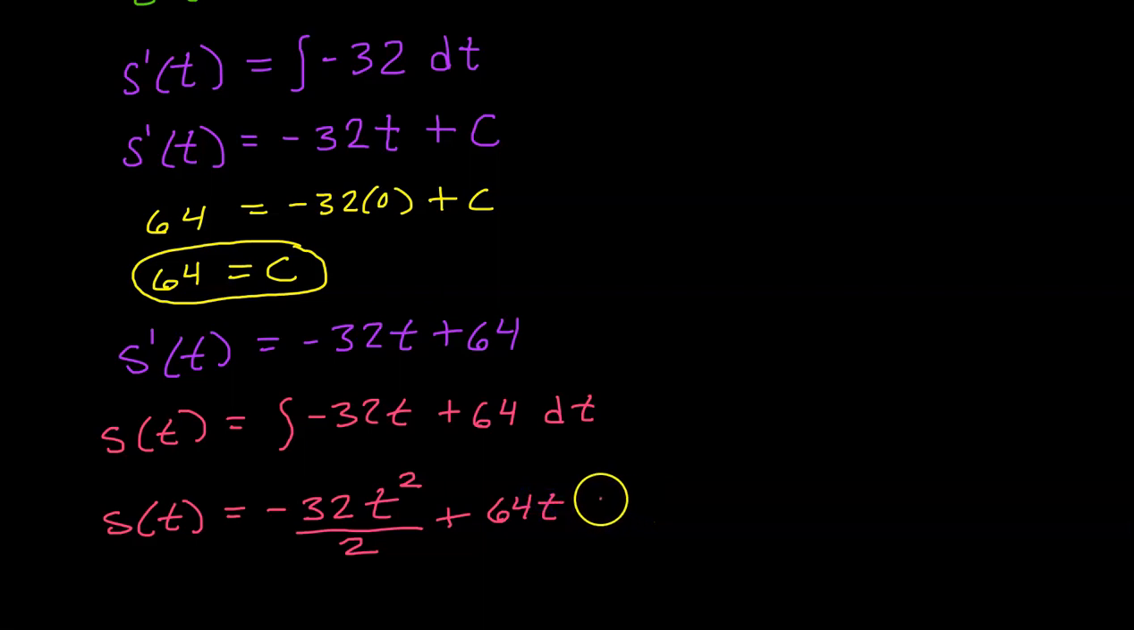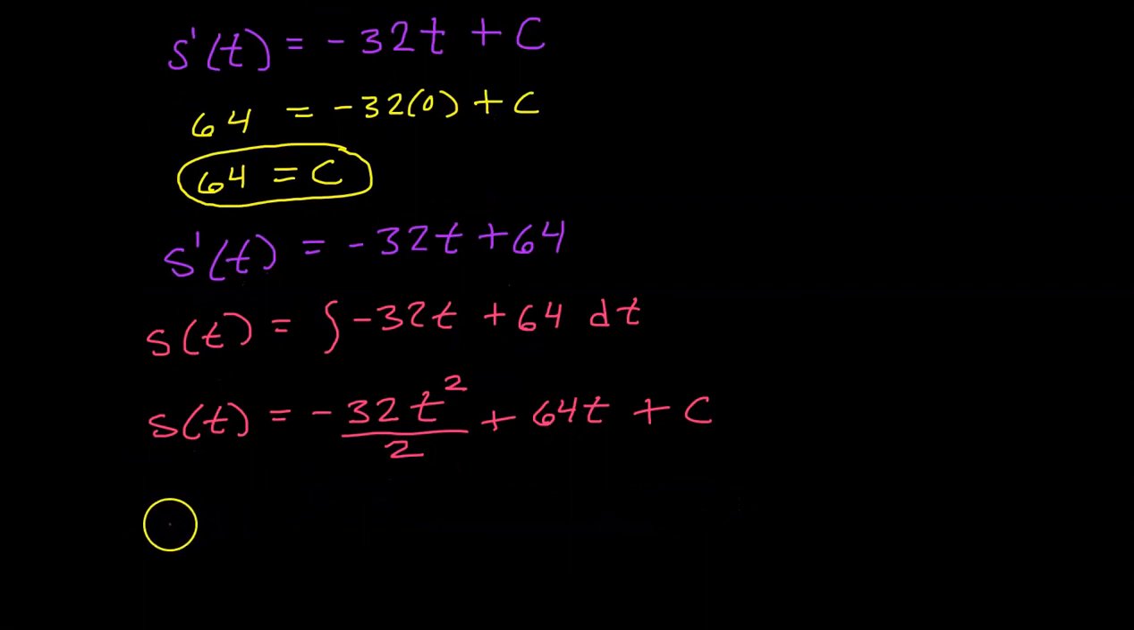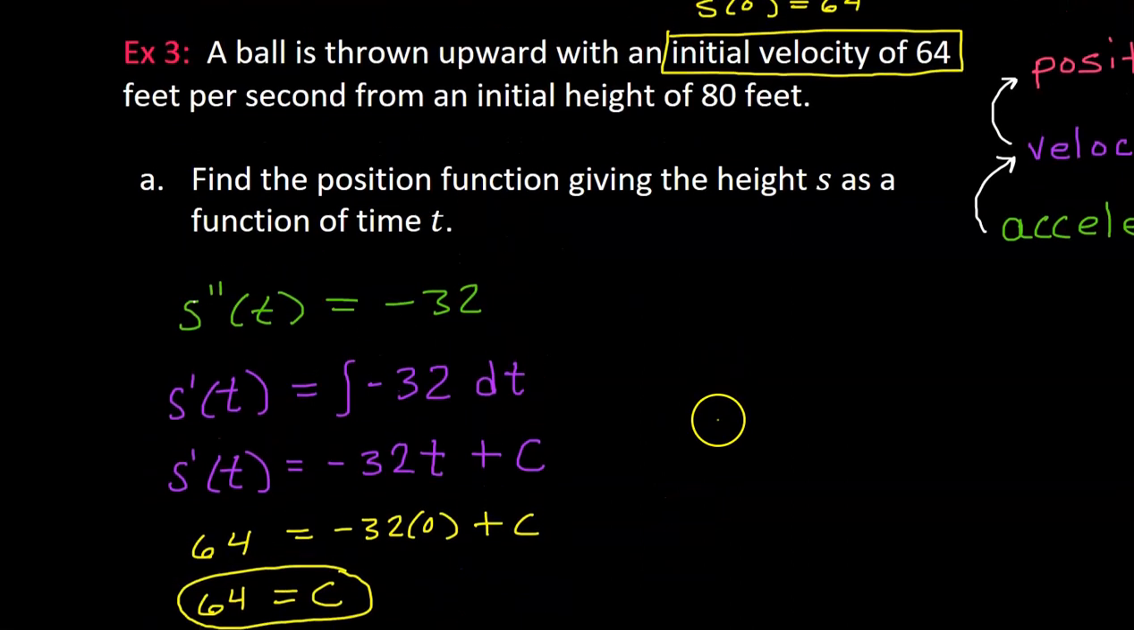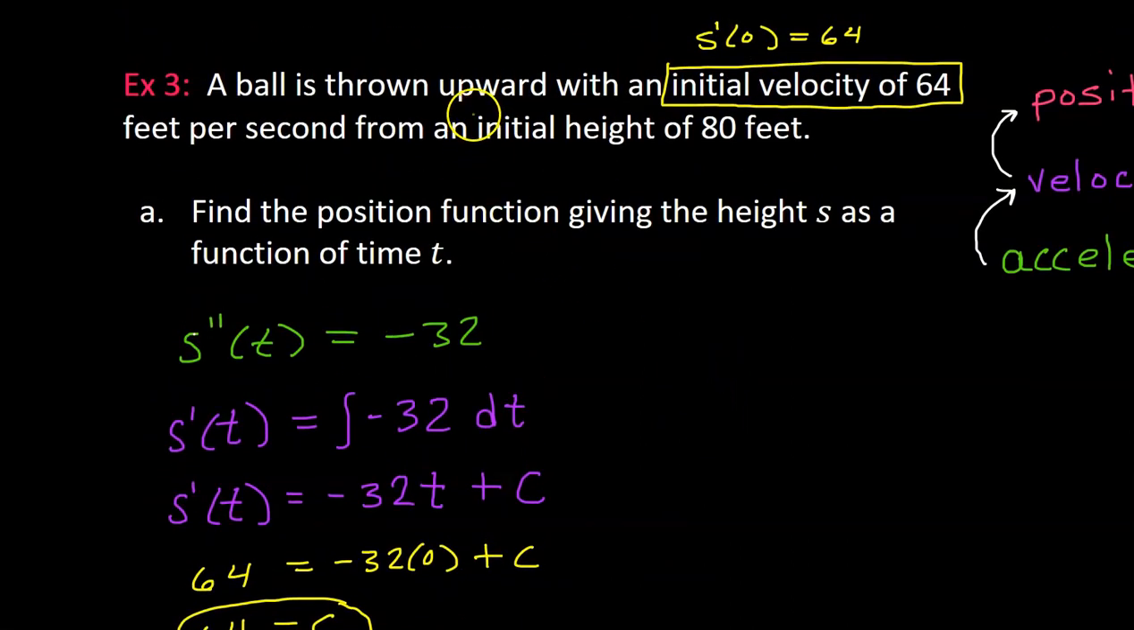And right now, we still have the constant of integration c. So we can simplify this a tiny bit by writing the position function as negative 16 t squared plus 64t plus c. Once again, let's see if we can use the initial conditions to convert this from a general solution to a particular solution. Okay, we are told that the initial height is 80.